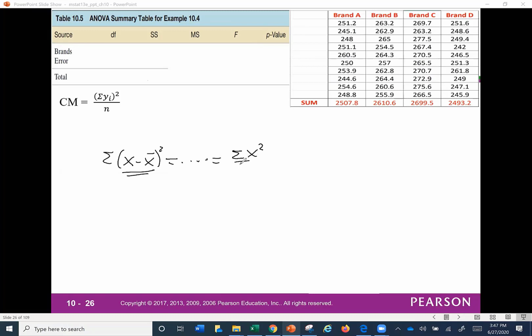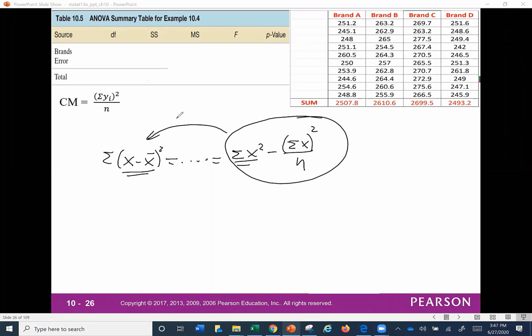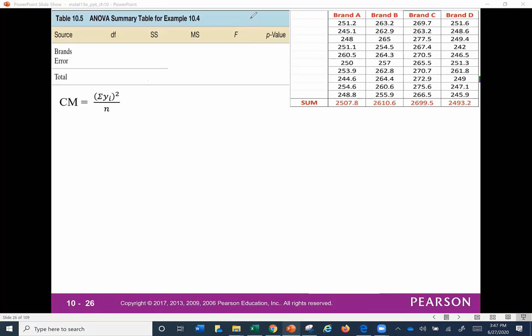The sum of all values squared minus the correction factor, the correction that is given by the sum of all y, squared, divided by n. That is a shortcut formula for the sum of all deviations squared. That is the correction value. To obtain this correction value, we need to obtain the square of all of these values.